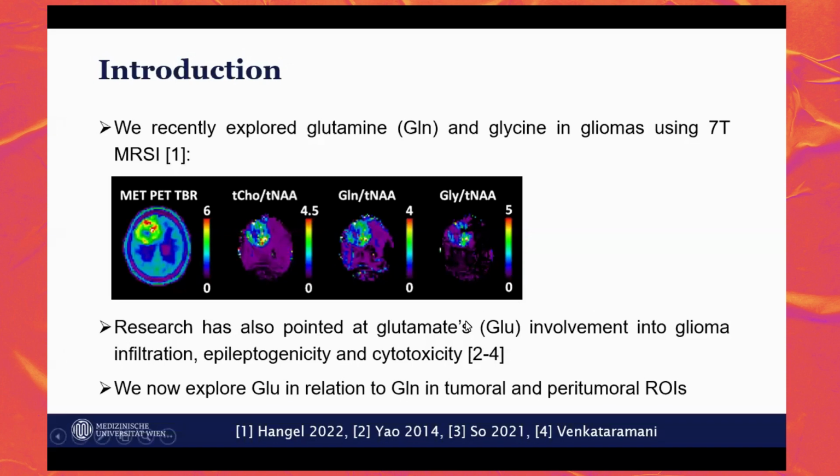Okay. So recently, I think I presented at the last meeting, we explored glutamine and glycine as amino acids, compared to PET in tumors. We have in Vienna this very high resolution 7 Tesla MRSI method. And now I expanded it to look into glutamate, the neurotransmitter, in the peritumoral region, because research indicates that it's involved in epileptogenicity, cytotoxicity, infiltration, many interesting and horrible things that happen in gliomas.